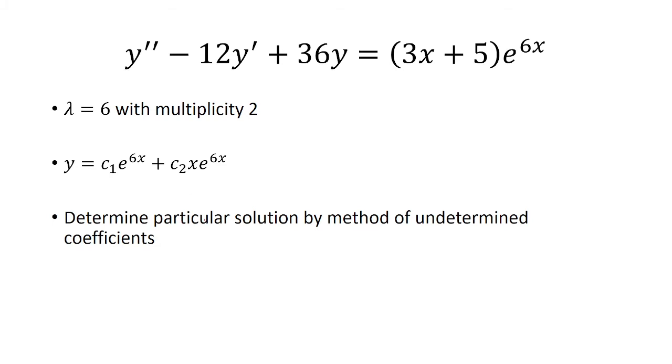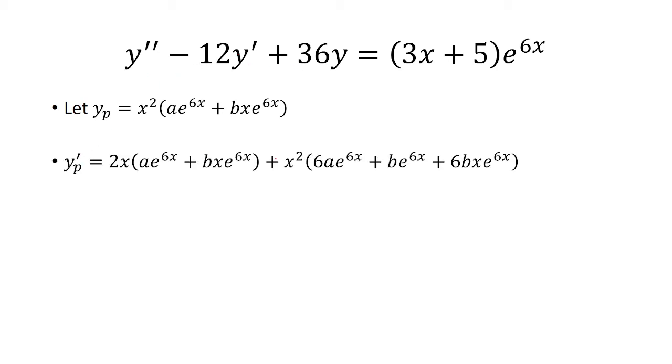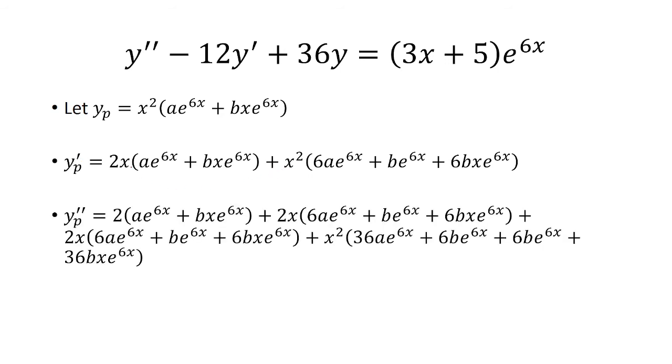Okay, now we want to determine the particular solution by method of undetermined coefficients. So that's going to be our y sub p, and that's going to equal x squared times the quantity a times e to the 6x plus bx times e to the 6x. And we're going to use x squared because we have an x over here. Okay, so now we want to plug it into the differential equation, which means we have to find the first and the second derivative. The first and second derivative is a little complicated because we have to use the product rule a couple times.